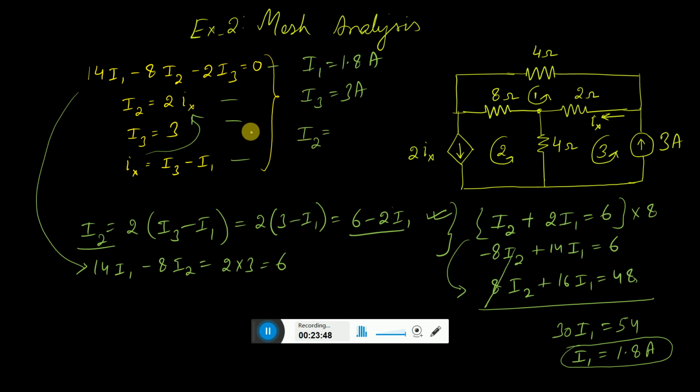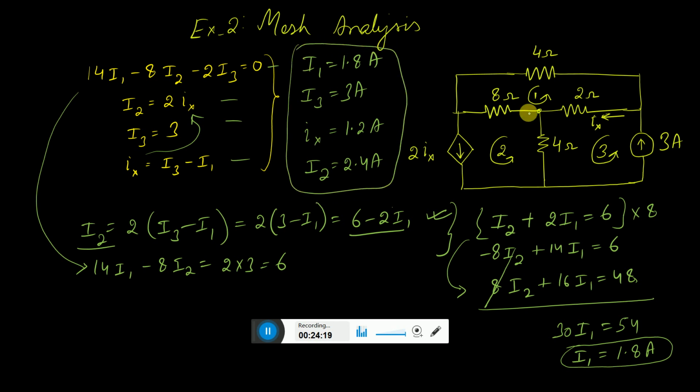I2 is 2 times Ix, so for that we need to find Ix first. Ix is equal to 3 minus I1, so that is around 1.2 amperes. Now you have the I2 value also: 2 times this Ix, that is 2.4 amperes. So now I have a list of all the values of the current that is being asked in the equation.